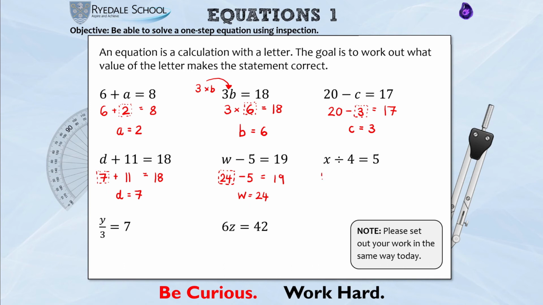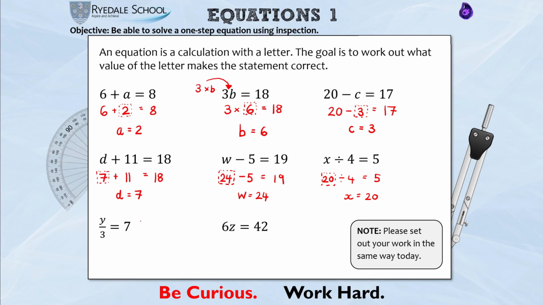I've got X divided by 4 equals 5. Well, what divided by 4 is 5? It is 20. So X equals 20.